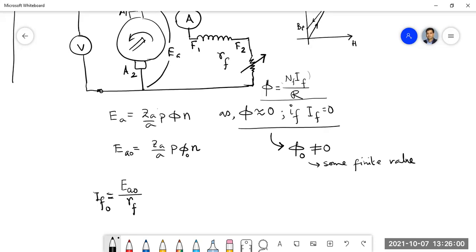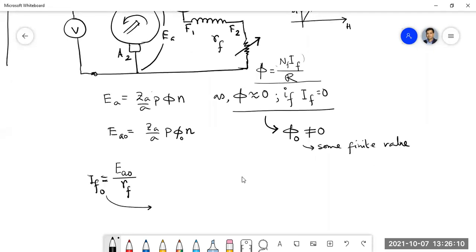Okay. Now what will this field current do? Let me know. So we have generated some voltage as well as some field current, though it is very small. Now what will be the next step? What will this field current do? Try to answer this. এই যে ফিল্ড কারেন্টটা তৈরি হলো, এটা কি করবে?